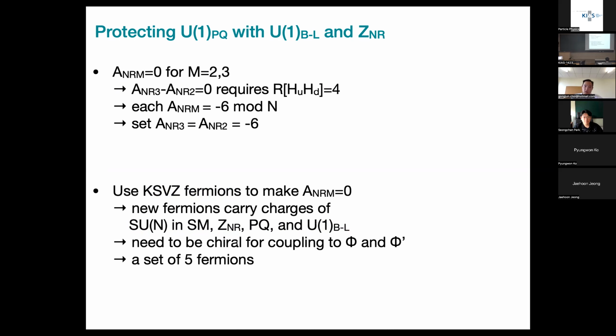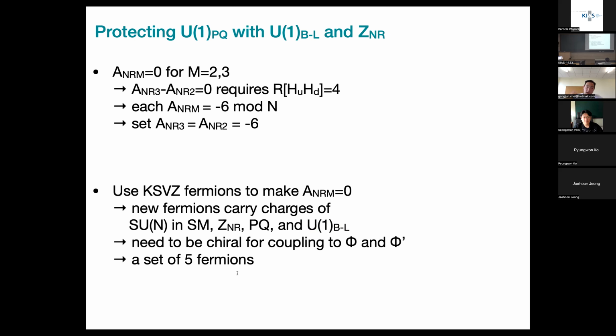To have U1 B minus L anomaly free, okay? And then you will conclude in the end, you need at least a set of 5 new fermions, KSVC fermions, okay? That's because when you look at the anomaly free condition for the U1 B minus L, which must be satisfied because U1 B minus L is a gauge symmetry here, you come to know that the minimal number of chiral fermions to achieve the anomaly free condition is 5.